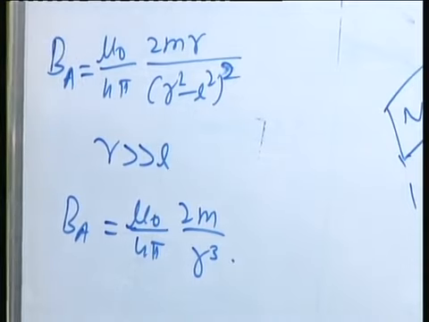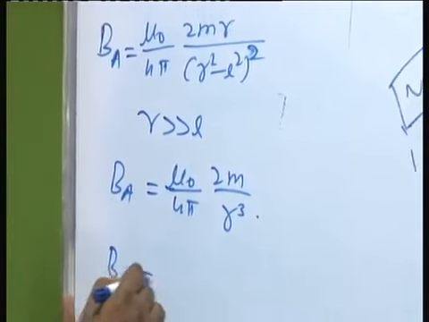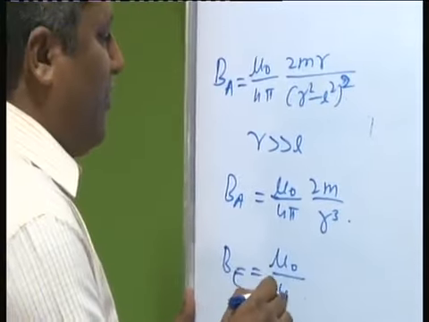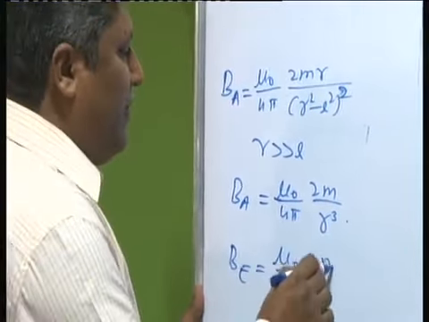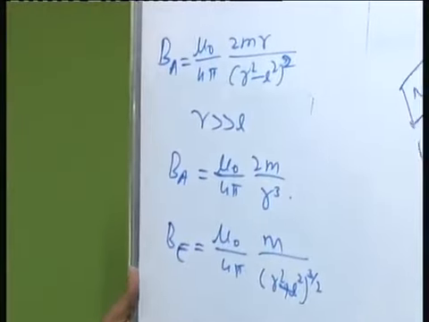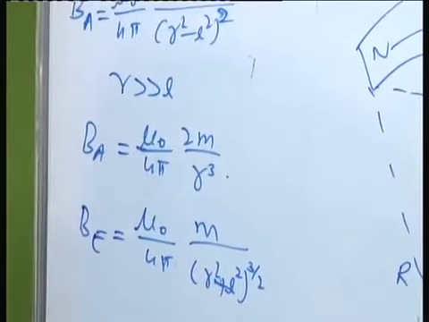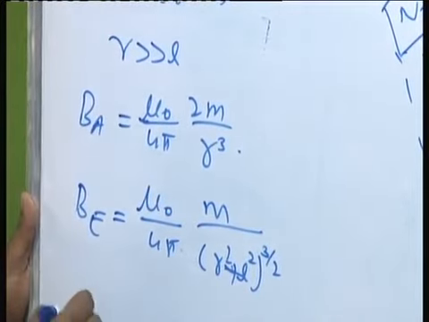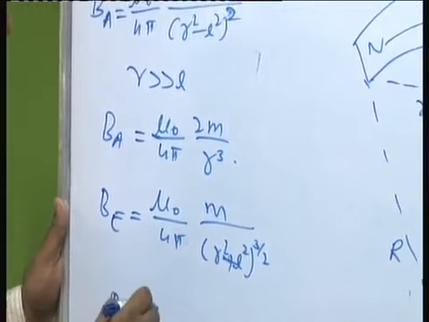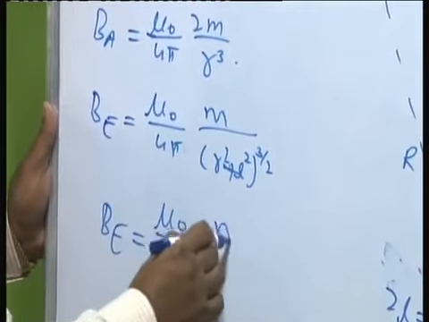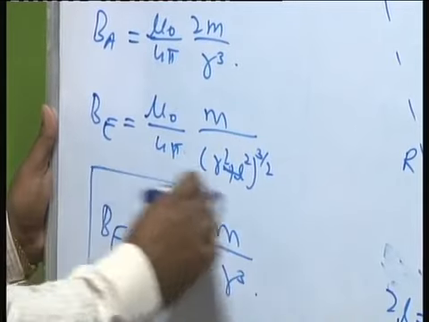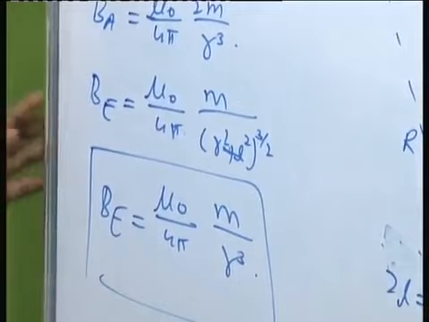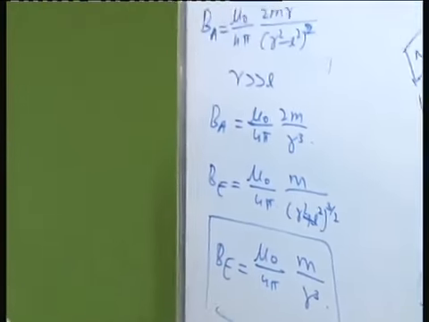Similarly, if you want to find it on the equatorial line, then the magnetic field at a point on its equatorial line is mu naught by 4 pi into m divided by (r square plus l square) to the power of 3 by 2. This expression you have to use when the given magnet is not a short magnet. If it is a short magnet, again as I said, r is much greater than l. When r is much greater than l, I can write the magnetic field at a point on its equatorial line is mu naught by 4 pi into m divided by r cube. So when the distance is the same, we can show that the axial field will be 2 times the equatorial field.